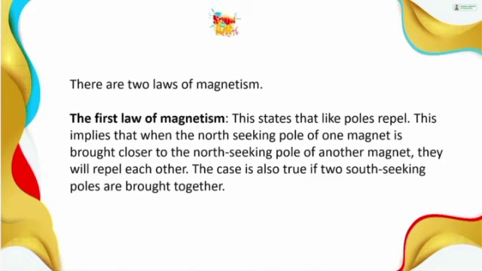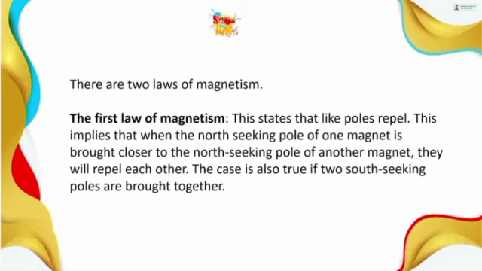What do you mean by this? If, for example, let's say this is a north-seeking pole. Using my hand, for example, this is a north-seeking pole, and another hand is another magnet. So if you bring them together, you will cause a repulsion, and this repulsion is due to the first law of magnetism. The case is also true for two south-seeking poles that are brought together.